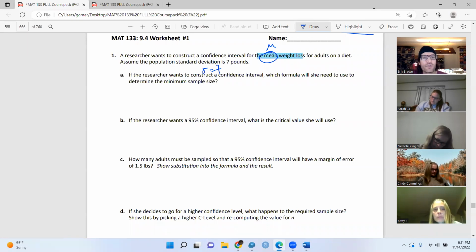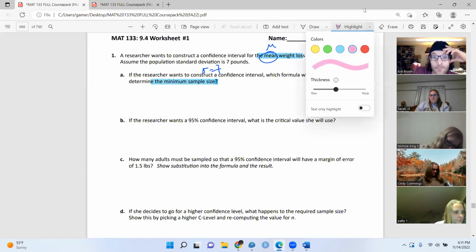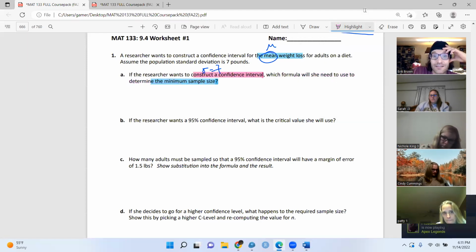Question A, if the researcher wants to construct a confidence interval, which formula will she need to use to determine the minimum sample size? Tricky. What is the question you're being asked to answer? What is the sample size? Okay. Now, actually, it's simpler than that. It's what formula do you need to use to calculate the sample size? But you're right. This is the important part. What's the sample size?